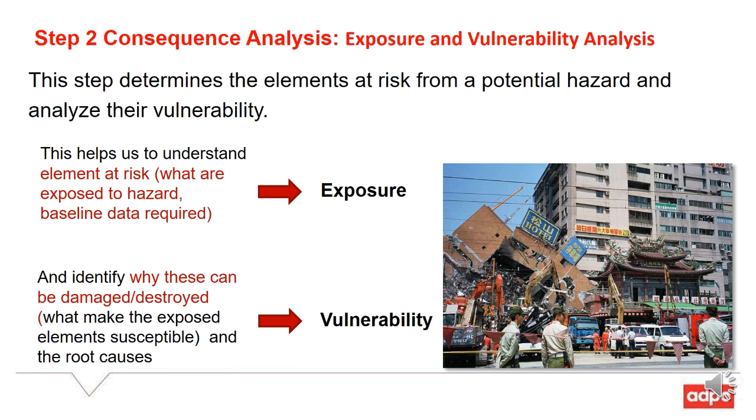Step 2 is consequence analysis, exposure and vulnerability analysis. This step determines the elements at risk from a potential hazard and analyzes their vulnerability. This helps us to understand the elements at risk that are exposed to the hazard, and the baseline data required. This is exposure. We also identify why these can be damaged or destroyed, what makes the exposed elements susceptible, and the root causes, which is called vulnerability.